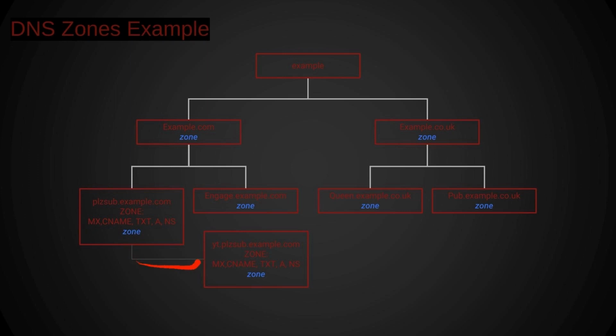Going further, you can see that we have this YT, just for YouTube, I guess, .pleasesub.example.com. This zone can also have its own MX records, CNAME records, text records, A records, NS records, etc. It's a unique zone with its own unique granular control over the DNS for that particular zone.